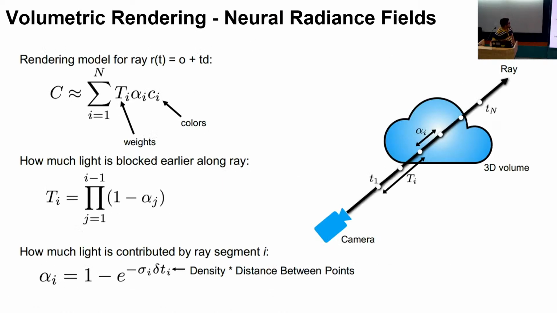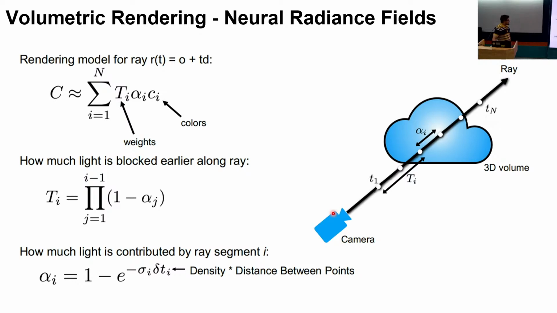This is just the volumetric rendering equation that we studied earlier, used in NeRF. This is the final color. This is the transmittance. Ti is basically how much light is blocked earlier along that ray, and alpha i is how much light is contributed by that ray segment, denoted by this particular quantity. From here, you cast a ray, aggregate over it using this equation, and get the final color for each pixel.